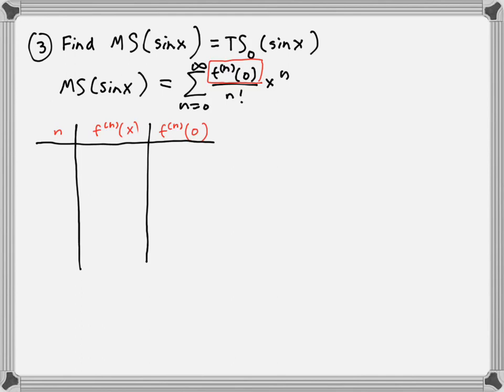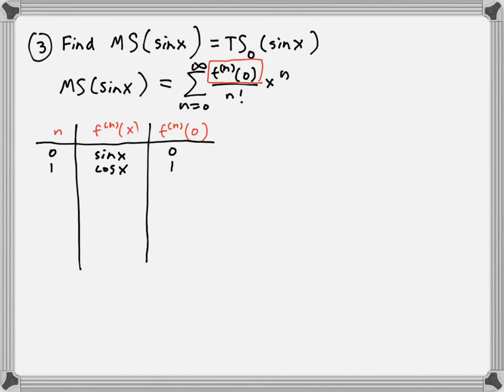So let's see what happens. If we plug in n equals 0 first, that's just the function, so I'm going to put sine of x here. If we plug 0 in, we get 0. So far so good. Let's try another one. If we plug in n equals 1, this means take a derivative. So we take a derivative, we get cosine of x. We plug in 0, we get 1.